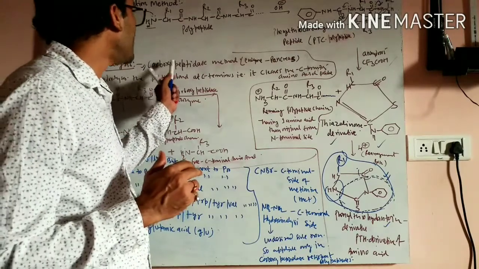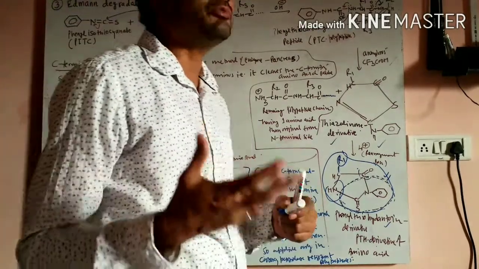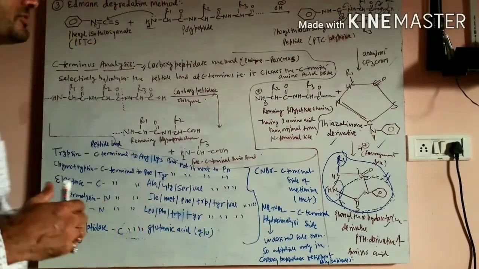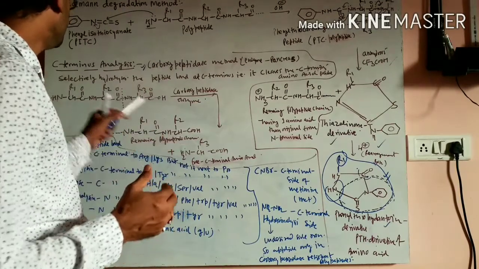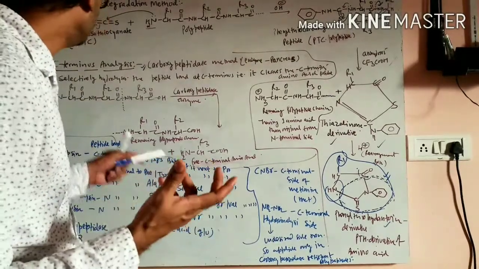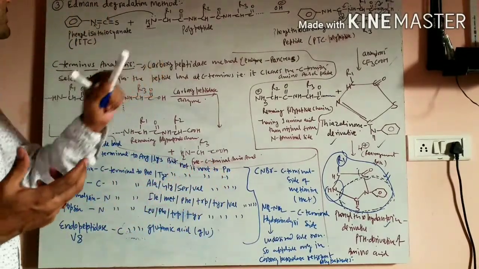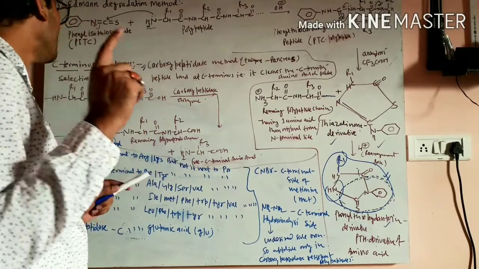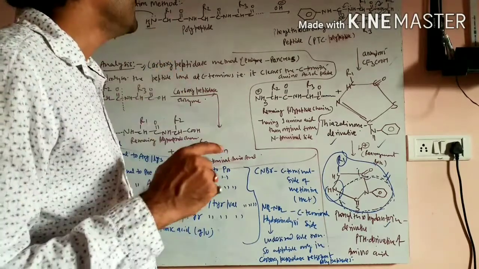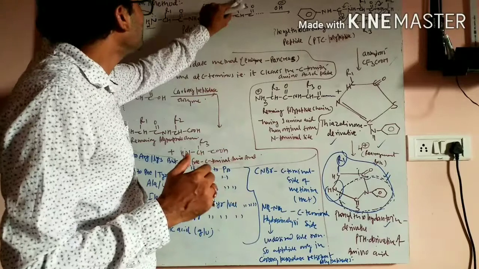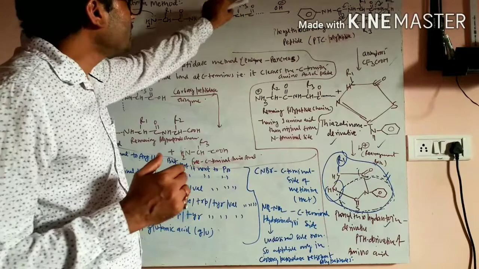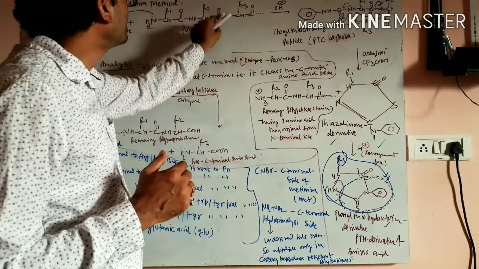So what is this enzyme? Carboxypeptidase is an enzyme of the pancreas, released by an organ, the pancreas. Now what does it do? We know that enzymes are highly selective in their action. This carboxypeptidase enzyme, released by the pancreas, selectively hydrolyzes the peptide bond at the C-terminal. That is, it will cleave the bond and release the C-terminal amino acid.